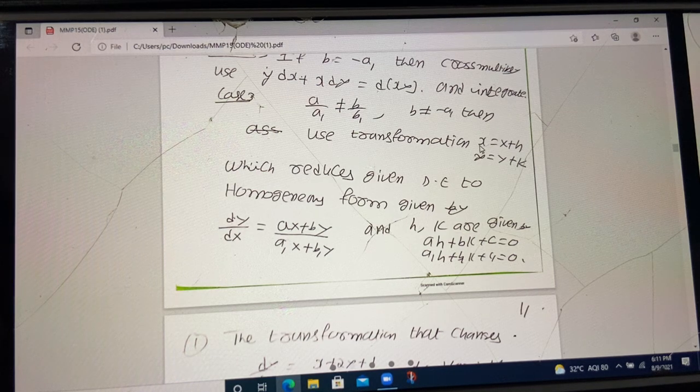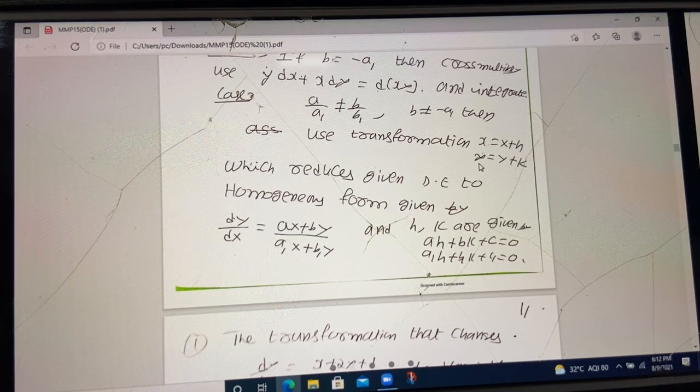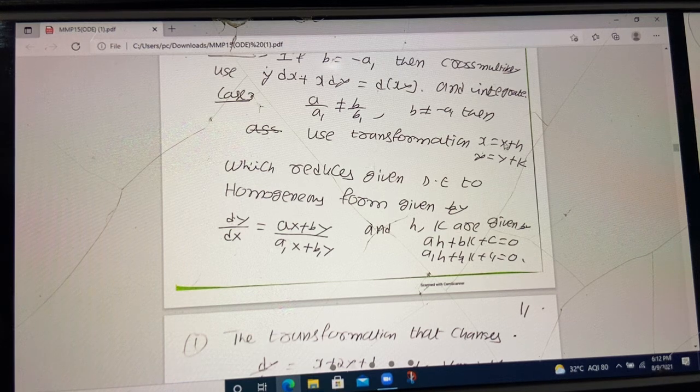If they ask you to find the transformation, sometimes they will give what capital X is equal to: capital X is x minus h, capital Y is y minus k. If they ask for small x, small y, then small x equals capital X plus h. So look at the transformation he is asking. If it is in small letters, it is plus h, plus k. If it is in capital X, capital Y, then it is x minus h, y minus k. So you should be careful. This is how to get h and k.